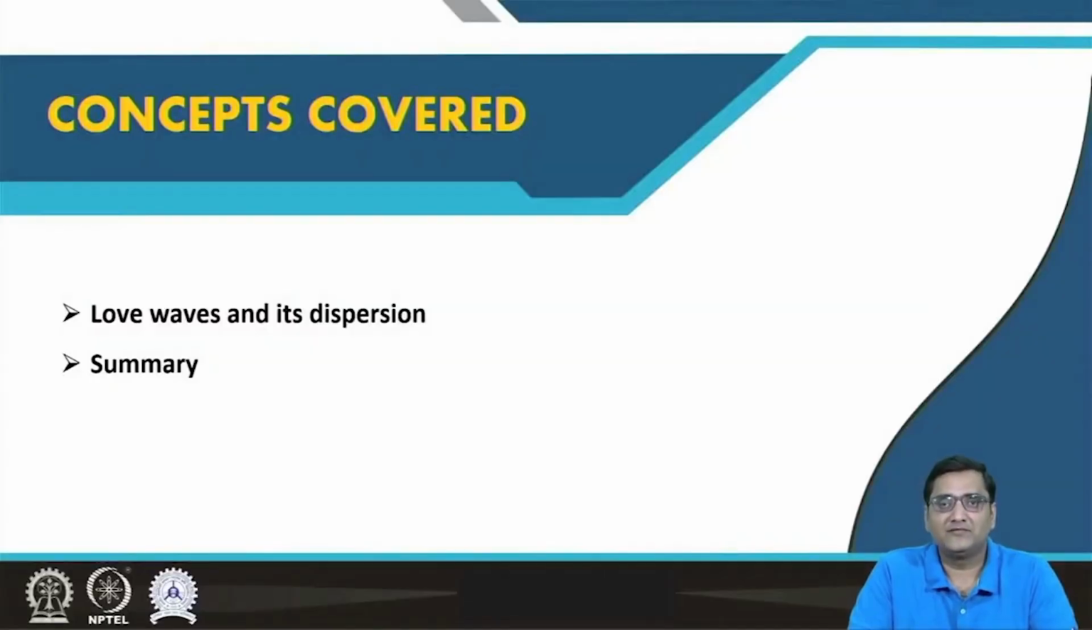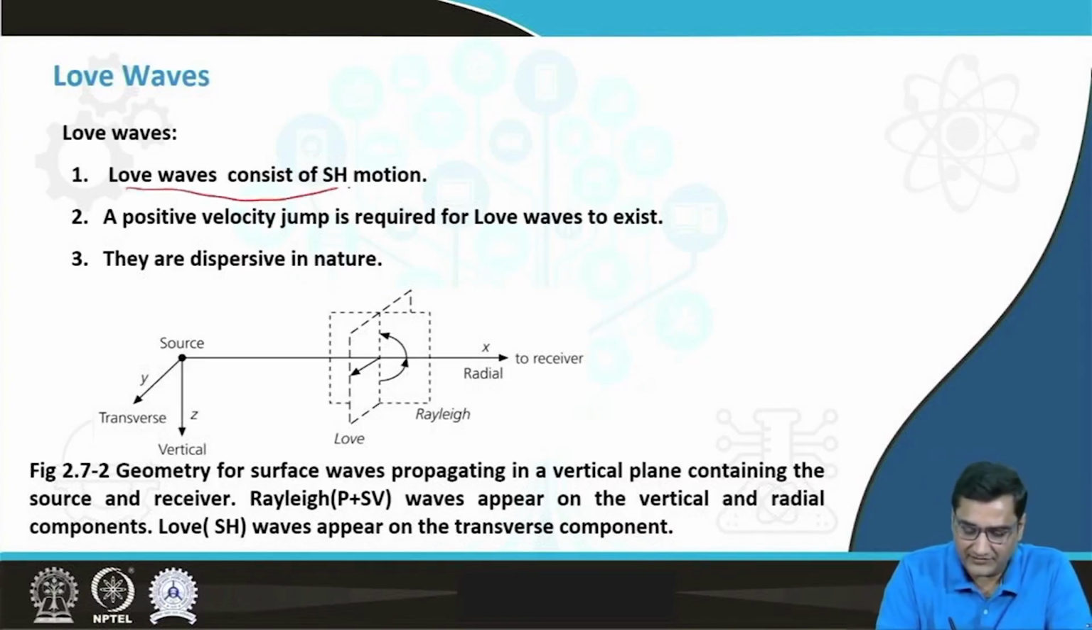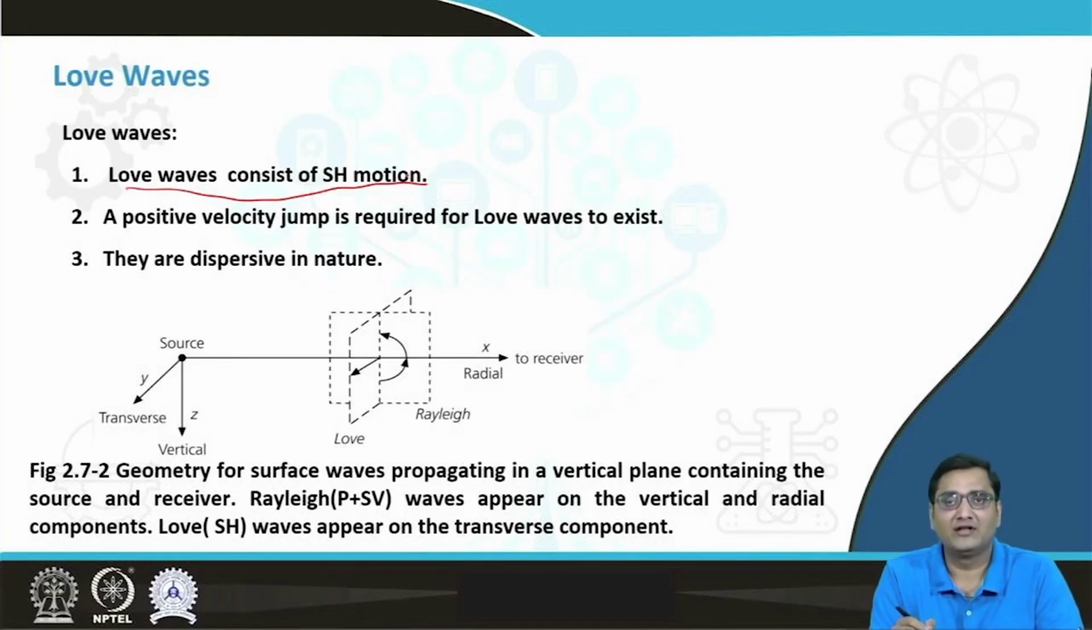So the concepts that we are going to cover today are Love waves and their dispersion, and then we will have a summarized view of today's lecture. So what are the characteristics of the Love waves? There are three basic characteristics. First, the Love wave consists of SH wave motion, as we have already discussed in the previous lecture. And in order for the Love wave to exist, a positive velocity gradient, or you can say a positive velocity jump, is required.